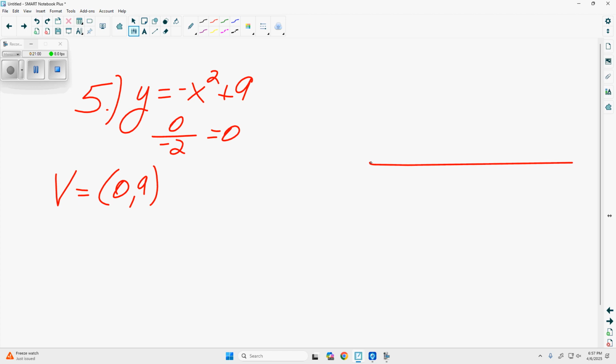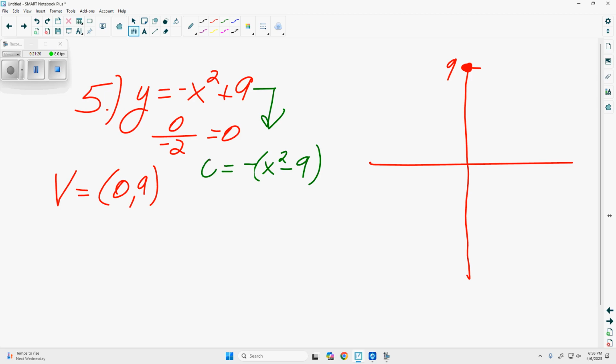So I'm going to go 9 up and make a dot. Okay, that's the vertex. Now you're like, I don't think we can factor that. Heck yeah, we can. Watch what I can do. I can make it negative and then x squared minus 9, and that's the difference of two perfect squares. We're going to replace that y with a 0, and so it's going to be 0 equals negative, and then it's going to be x plus 3 and x minus 3.